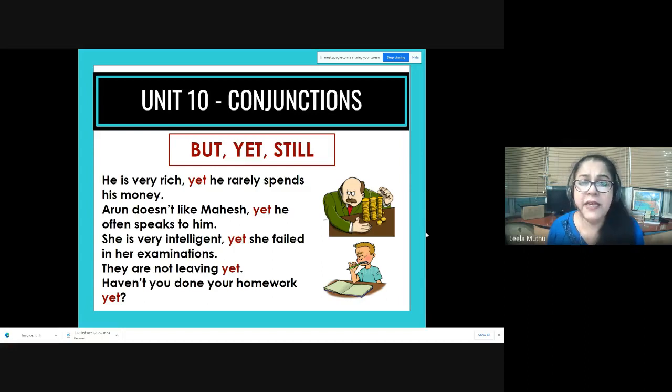They are not leaving yet. And an action is happening, which means that they're expected to leave. Something, you're expecting an action to be done, but it's not happening. So there you can use yet at the end of the sentence. They are not leaving yet. They're expected to leave, but they haven't left yet. Haven't you done your homework yet? You're expected to do your homework, complete an action, but when it is not being done, you use yet. Okay? Haven't you done your homework yet?